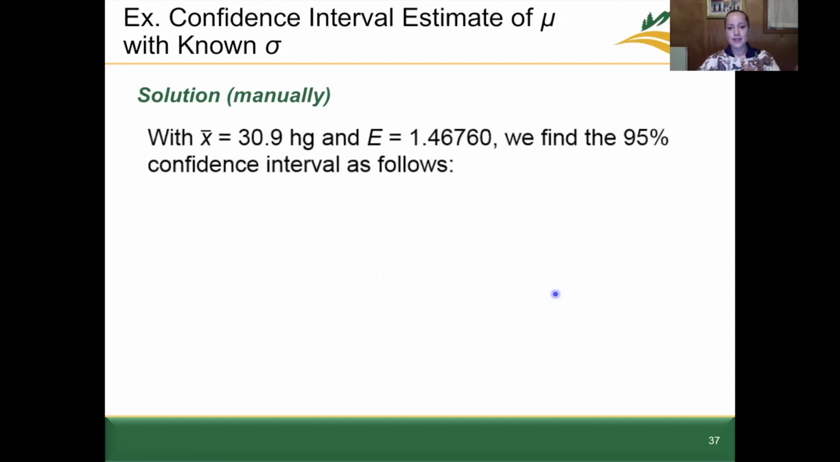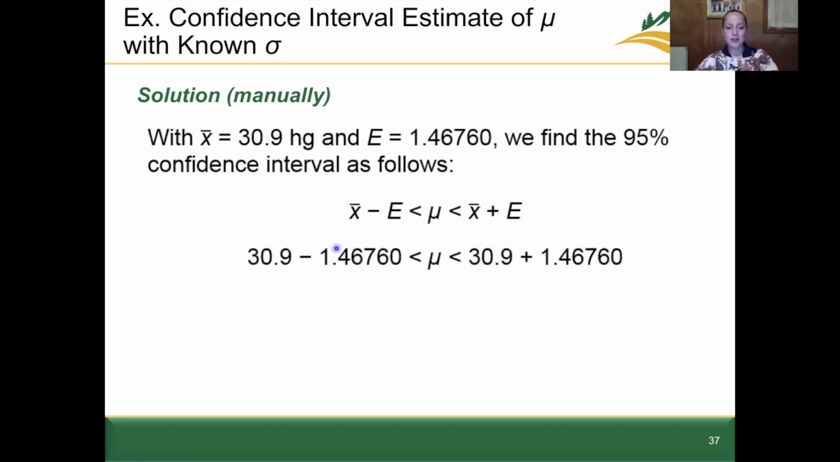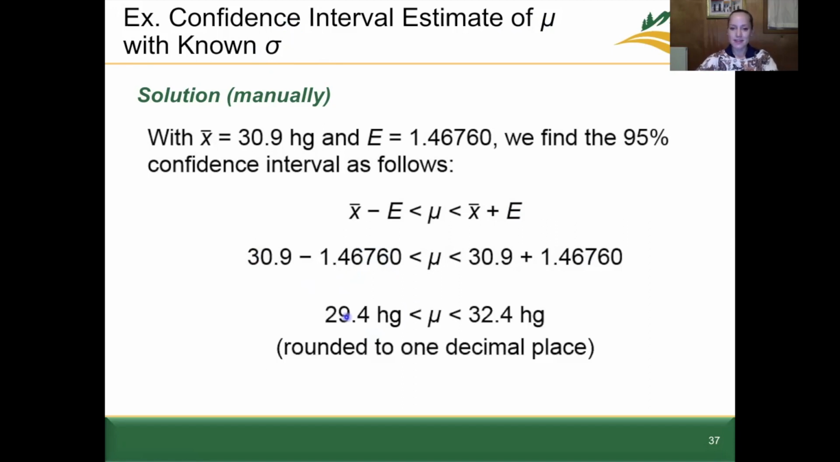Once we know our E value and we know our X bar value, then we need to construct that interval. To do this, we take X bar minus E and X bar plus E again. Plugging in the values that we know, here's our X bar value, 30.9. Here it is again. Here's our value minus E. Here's our X bar value plus E. Just to reiterate again, this is when we know our sigma, our population standard deviation, and we're trying to estimate mu, our population mean. When we plug in and solve for these values here in our interval, then we get this value here, 29.4 on this side, 32.4 on this side.